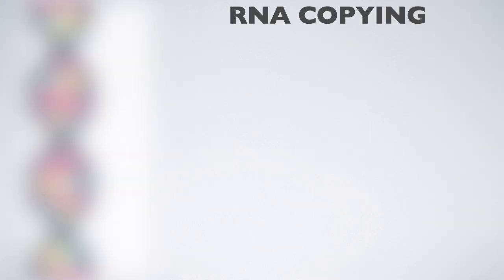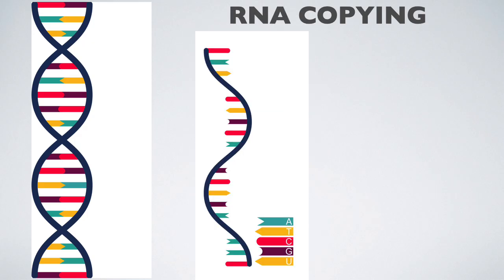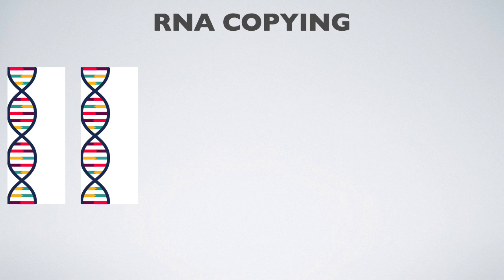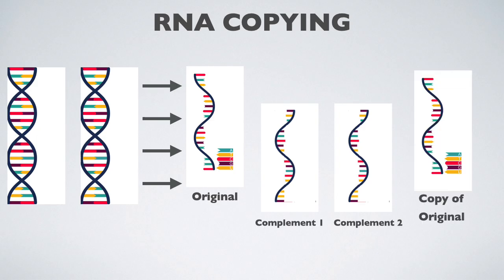Because the bonds holding the RNA bases are weak, they unravel easily, leaving 2 strands, an original and a complement. When the 2 strands react and split again, they make 4 new RNA strands, 1 original, 2 complements, and another copy of the original. As you can see, it takes a few steps, but RNA was able to make an exact duplicate of itself.